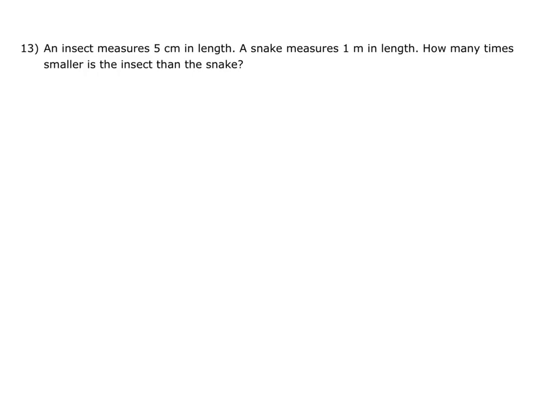Question 13. An insect measures 5 centimetres in length. A snake measures 1 metre in length. How many times smaller is the insect than the snake?